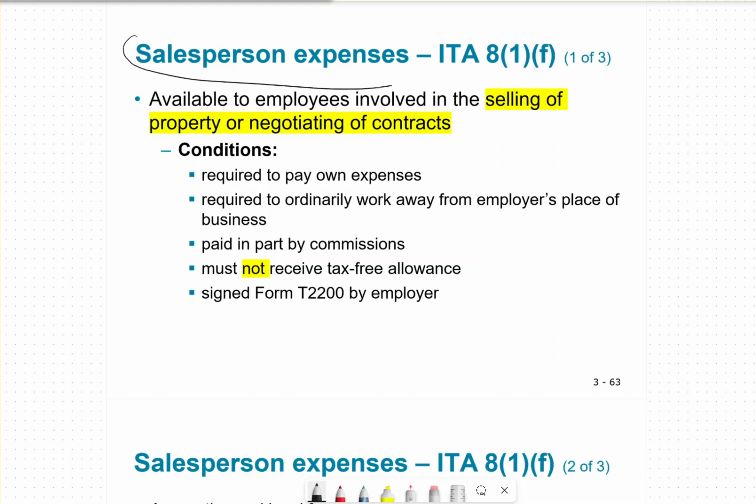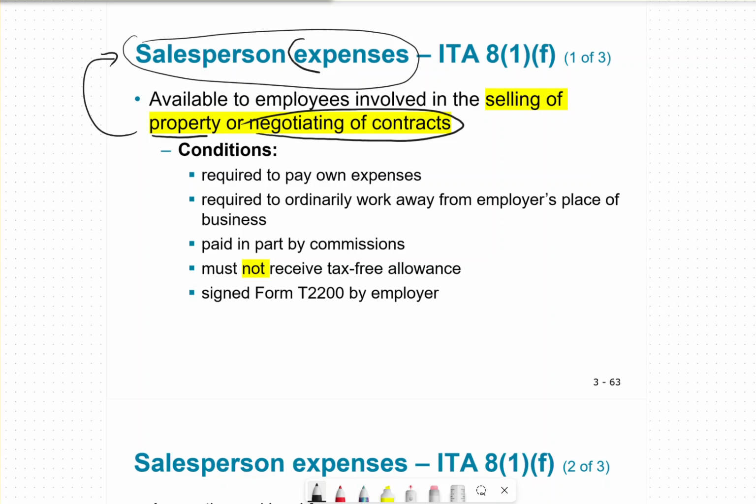Now, if you are a salesperson, what happens in this case? What is the definition of a salesperson? If you're selling property or negotiating contracts, then you will go under the heading of a salesperson expense. You are allowed to deduct the expenses under the Income Tax Act 8(1)(f). When you are a salesperson, you are required to pay your own expenses. If your company says that you're going to pay for your own expenses, then you are a salesperson, and you are under Section 8(1)(f).